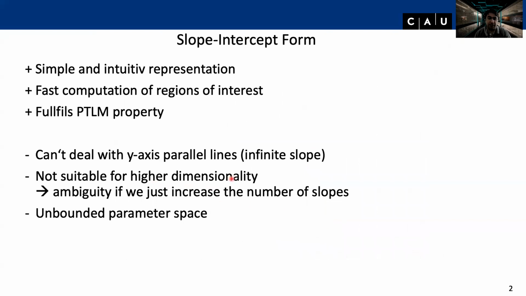It's also not suitable for higher dimensionality, because we stumble upon ambiguities if we just increase the number of slopes. If you keep adding slopes m0, m1, m2, m3, m4, it is unbounded in its parameter space. As we said, we can choose for the intercept t and for the slope m arbitrarily high values, and still not be sure if we captured everything that we need.